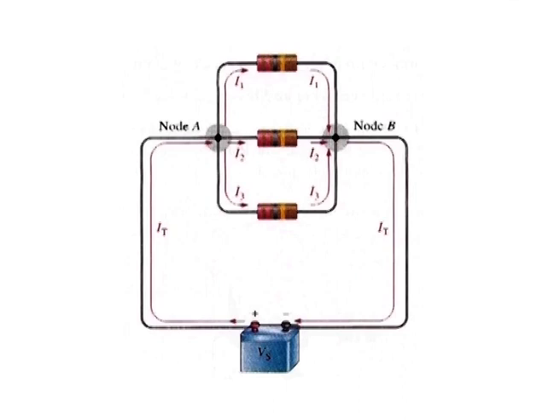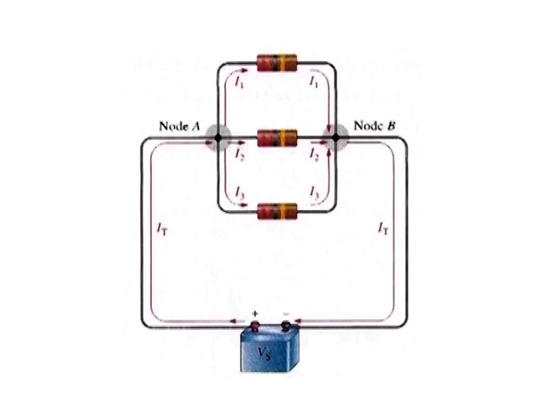A node is any point or junction in a circuit where two or more components are connected. In a parallel circuit, a node or junction is a point where the parallel branches come together. For example, in the circuit of the figure, point A is one node and point B is another.